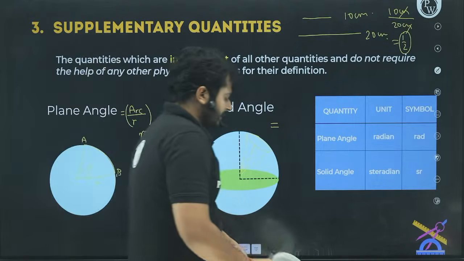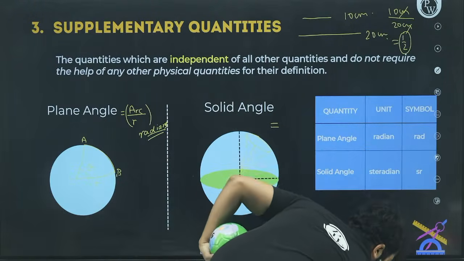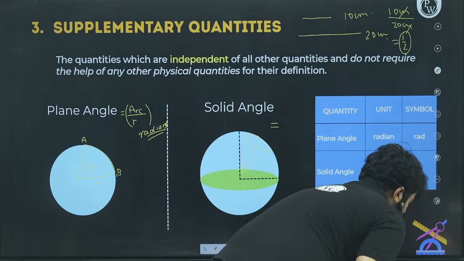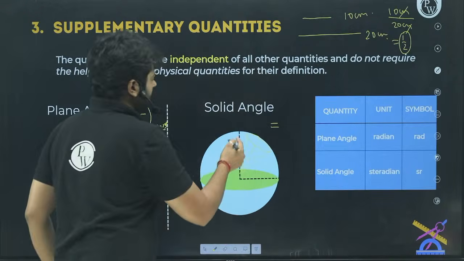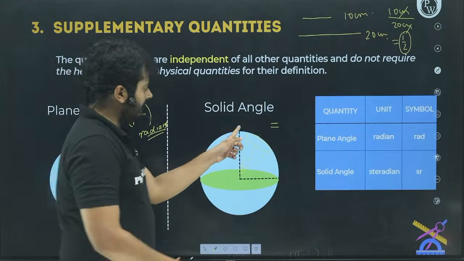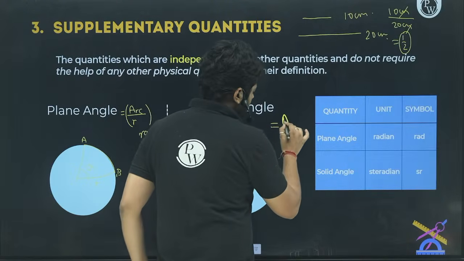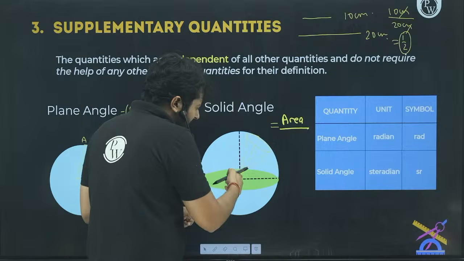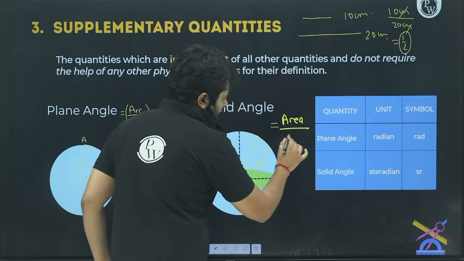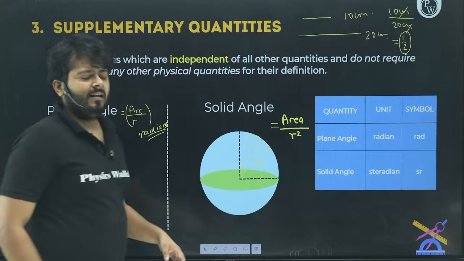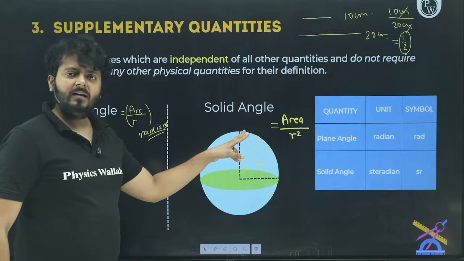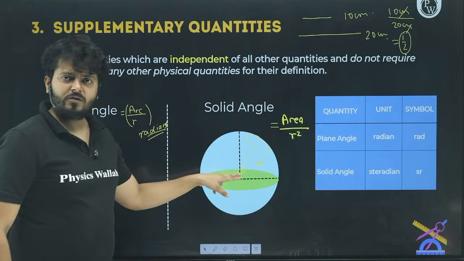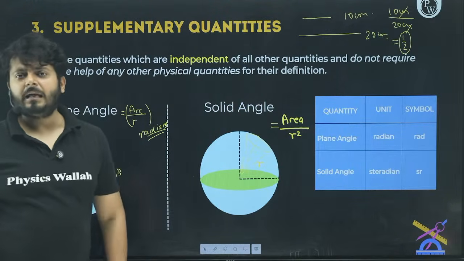So solid angle is subtended by area, not a single length, right? Okay. So as I said, it is also a ratio, right? Area upon square of that distance, which is square of that radius. And again, area is pi r square, and it is also r square. So here it will not have any dimension again.